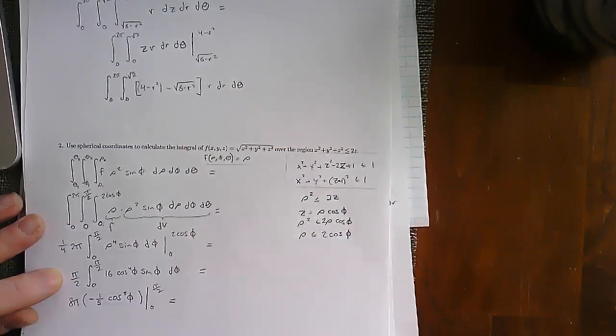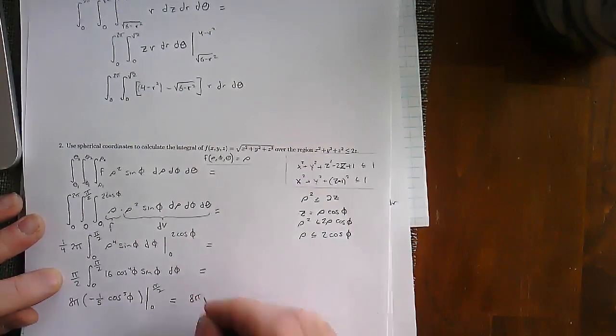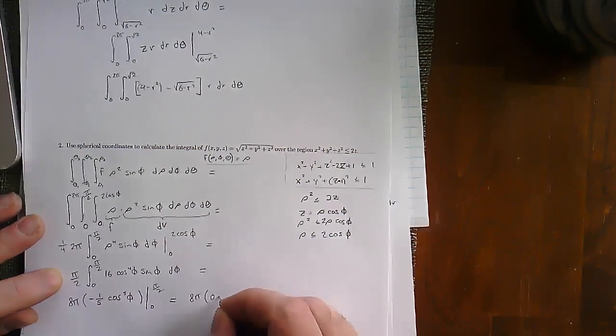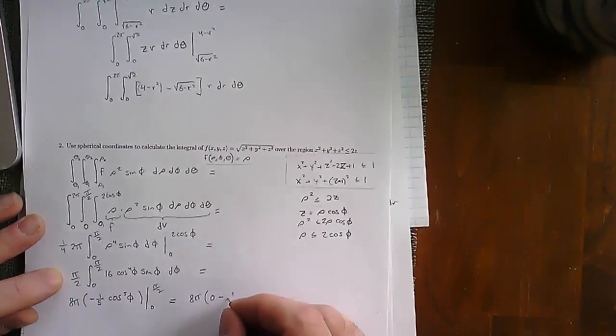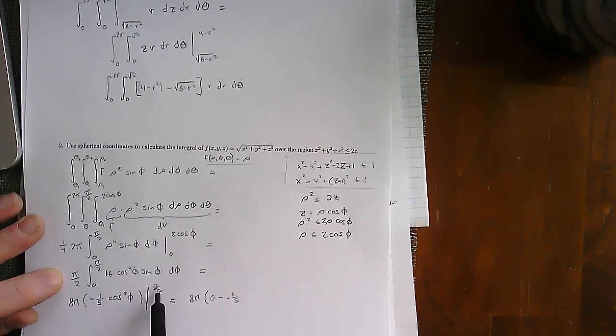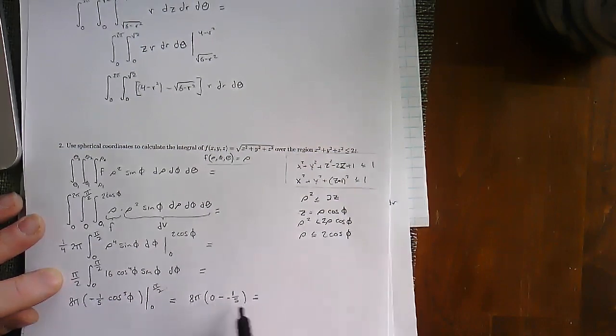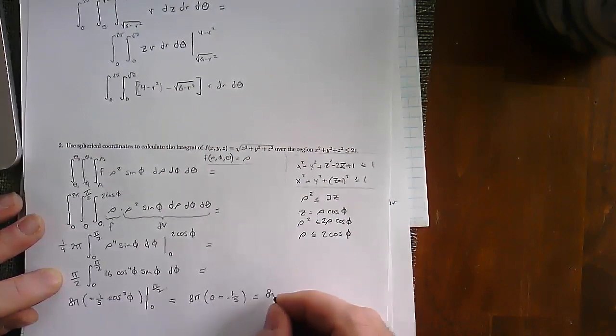Problem's almost done. So we have 8 pi, and then cosine evaluated at pi over 2 is 0, right? And cosine evaluated at 0 would be 1. So we have 0 minus negative 1/5, right? So 0 is when we plug in pi over 2. Negative 1/5 is when we let phi equal 0. And so then our final answer is just 8 pi times positive 1/5, so 8 pi over 5.